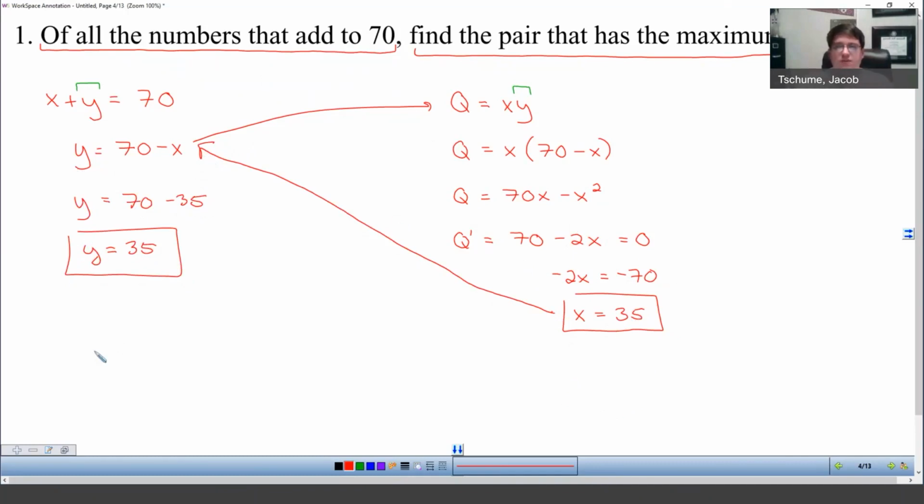So the two numbers that add up to 70 and give you the biggest product when you multiply them together is 35 for x and 35 for y. That is the idea behind the problems we're going to see today. Two equations, you have to use both of them simultaneously to help you maximize or minimize a value.